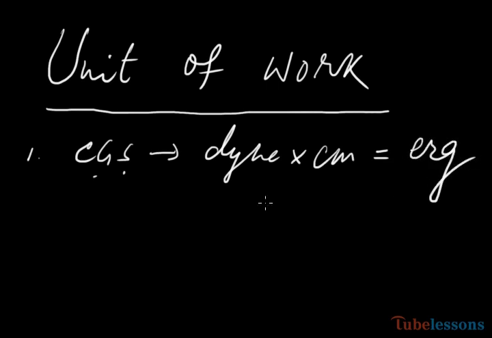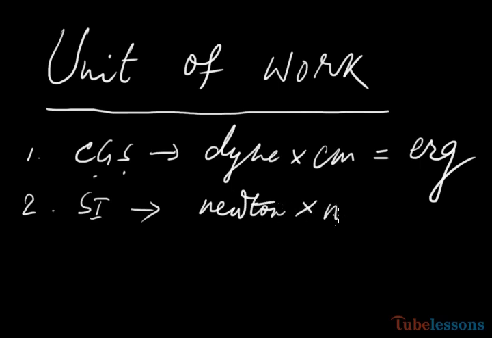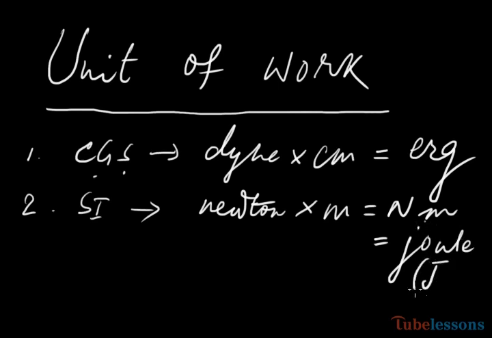So what is 1 erg of work? On application of 1 dyne force, if 1 centimeter displacement in the direction of the force takes place, then 1 erg of work is done. And in SI, it is Newton into meter. That is, the work done is Newton meter, and that is known as joule. Its short form is capital J.